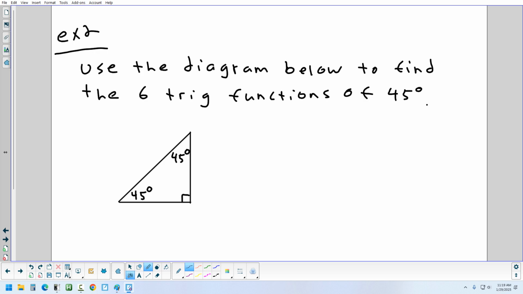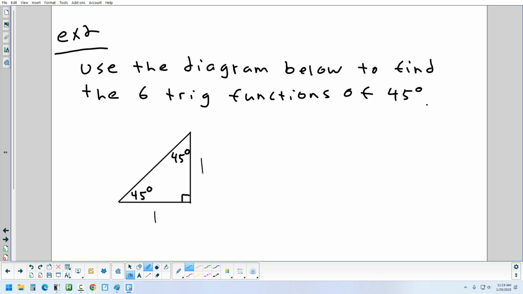Because it's a 45, 45, 90, it's isosceles. What would be a good length we could use for the legs? You technically can use any number you want. Yeah, 1. So if we make that a 1 and a 1, now the hypotenuse cannot be any number you want. It has to be based off the lengths you just picked.